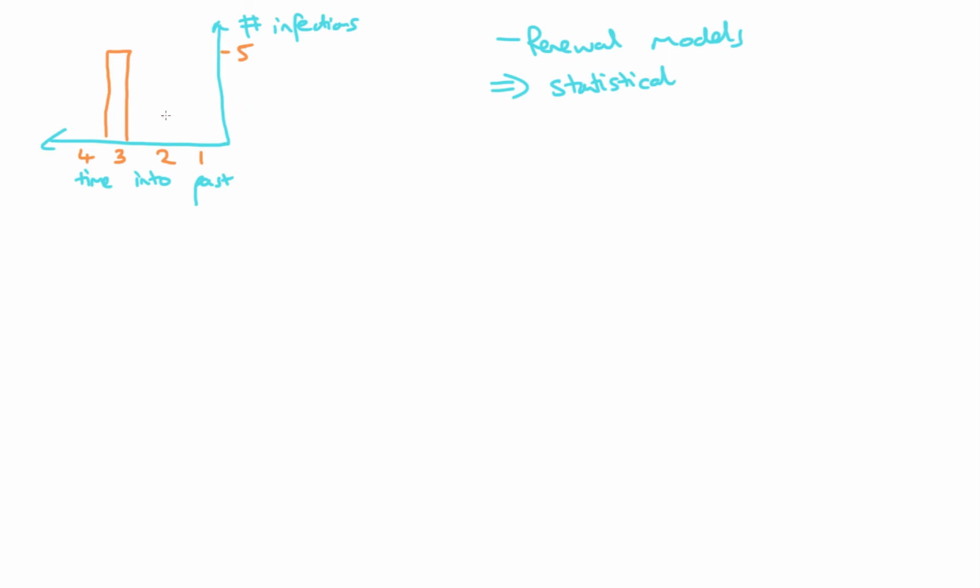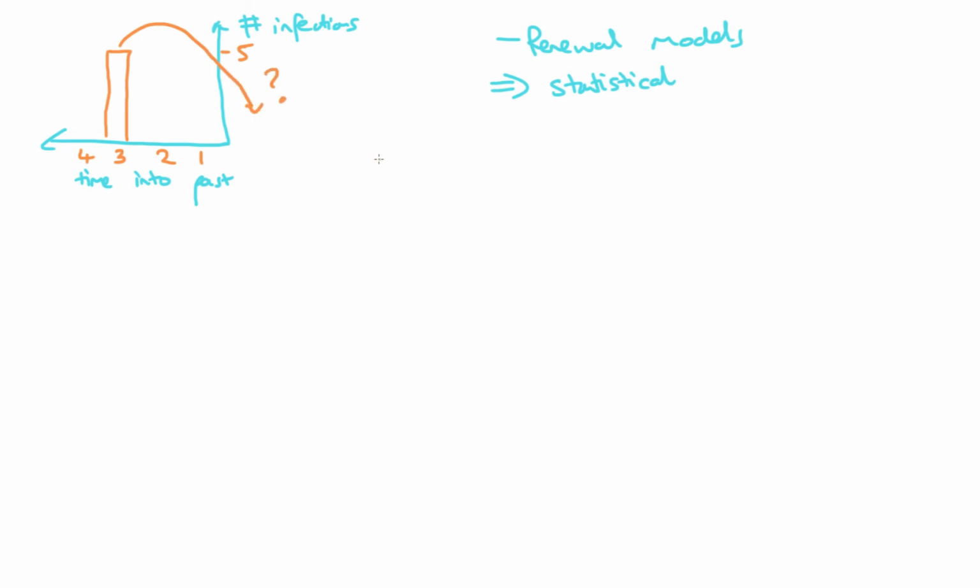To illustrate how these models work, I want to think about a really simple example, where we imagine we are looking into the past, and where there were no previous infections one day ago, no previous infections 2 days ago, and 5 infections which occurred 3 days ago. And let's say there are none at any other times further back, 4 days in the past, and so on. So the question we want to ask in renewal models is, given this history of infection, how many infections would we expect to occur today?